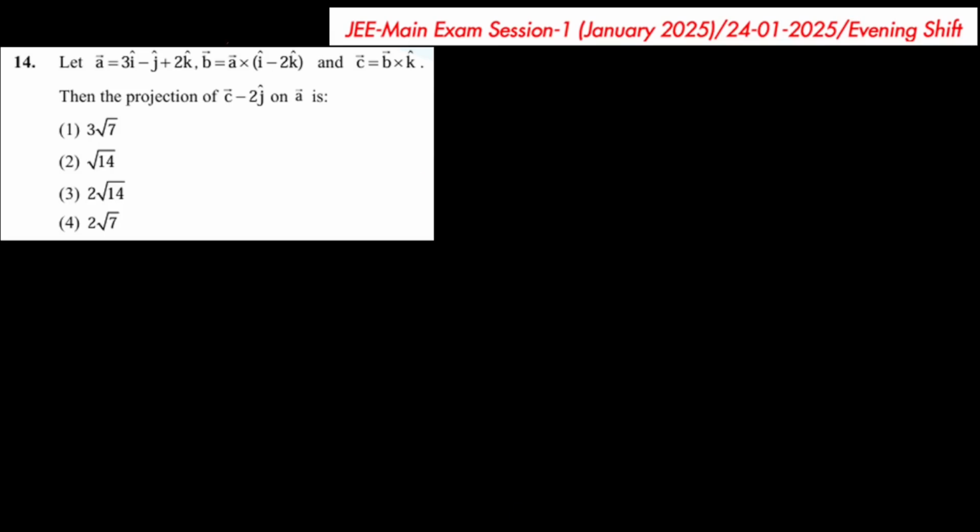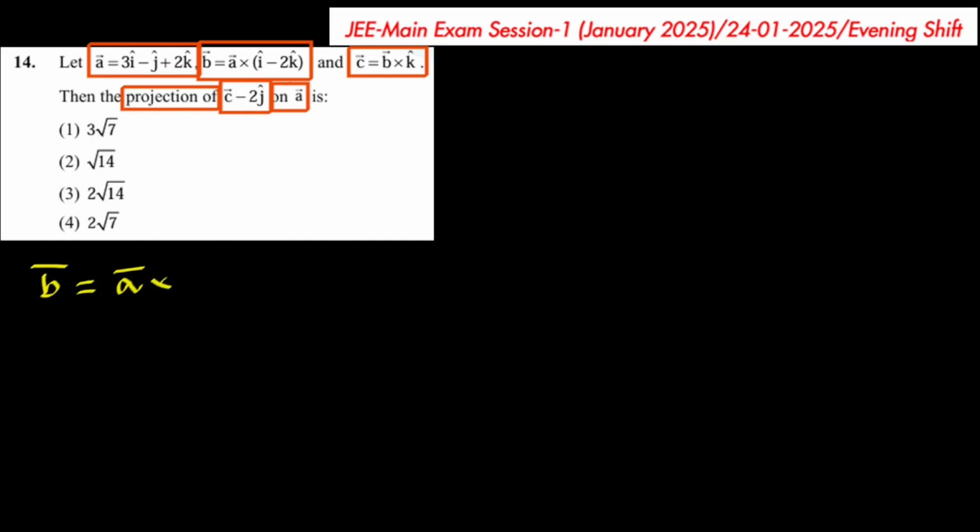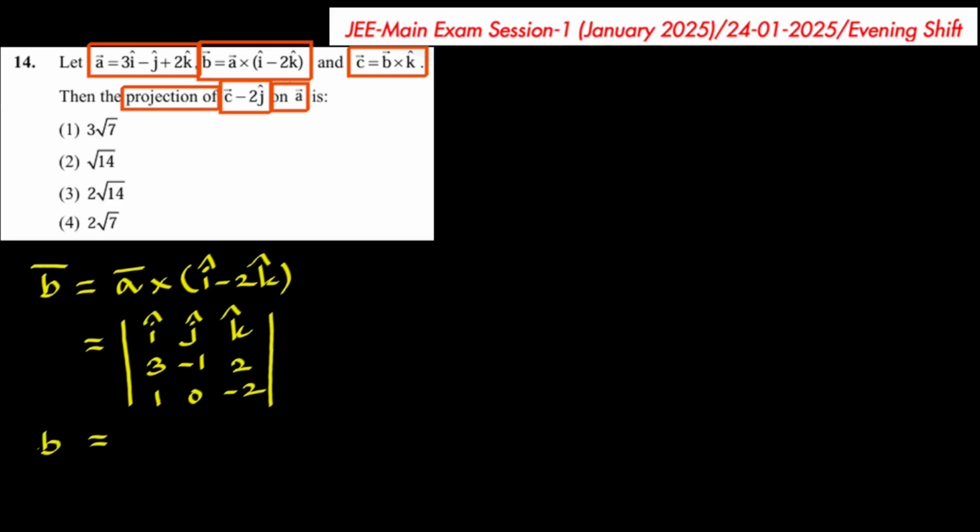In this question, vector a bar, vector b bar and vector c bar are given, and we have to find projection of vector c bar minus 2j cap on a bar. First we will find b bar, which is a bar cross i cap minus 2k cap, which is determinant i cap j cap k cap, 3 minus 1 2, 1 0 minus 2, solving which we will get b bar equals 2 i cap plus 8 j cap plus k cap.